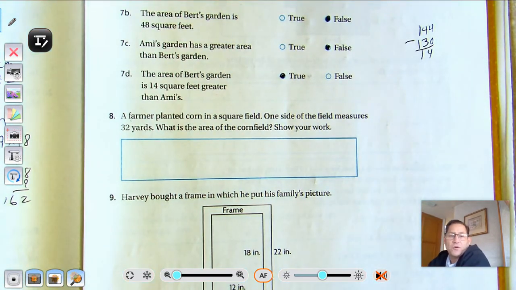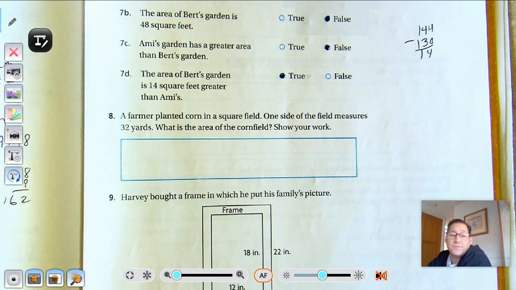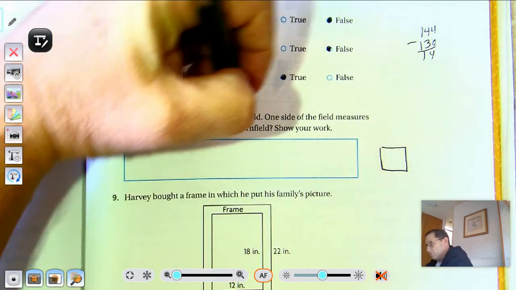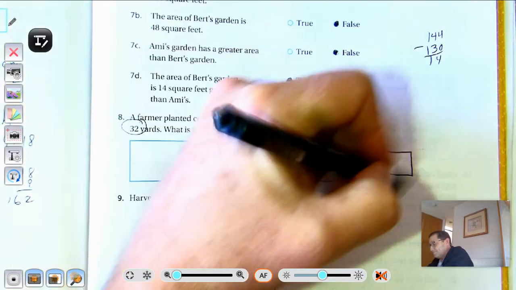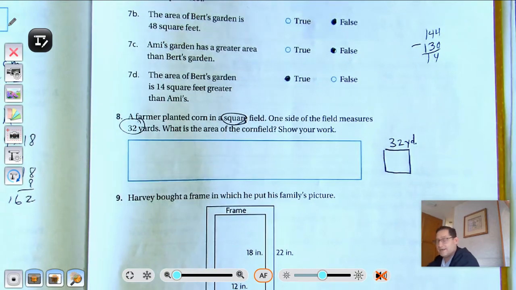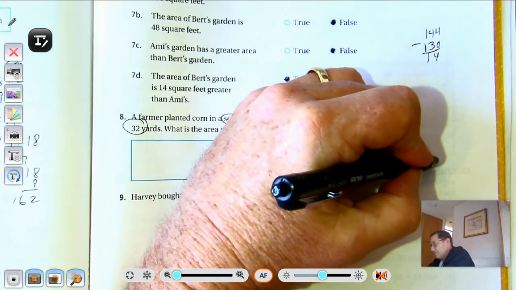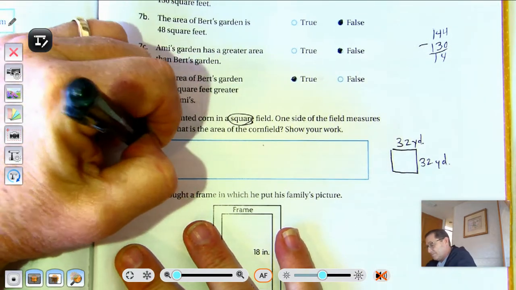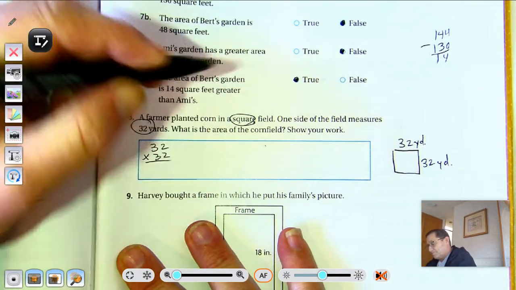A farmer planted corn in a field. Oh, in a square field. One side of the field measures 32 yards. What is the area of the cornfield? All right. So square is important. So we know one side is 32, and we know another side is 32. So what is 32 times 32?